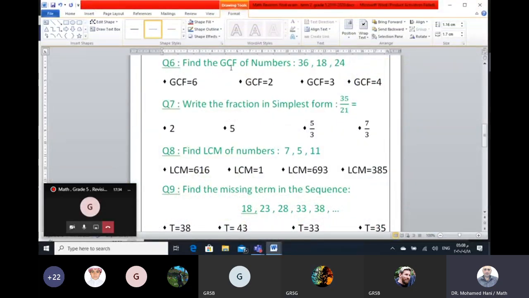Now find the GCF of the numbers 36, 18, and 24. What is the right answer? Is it 6, or 2, or 3, or 4? Yalla, try.